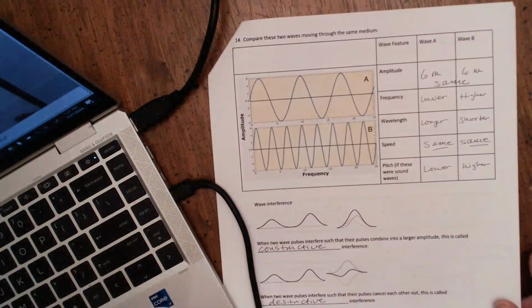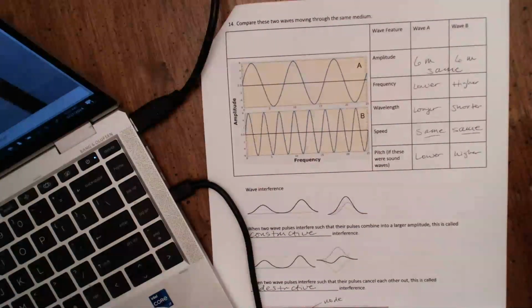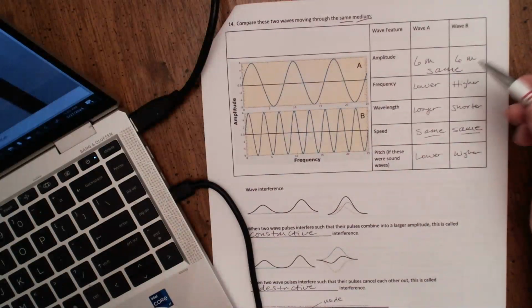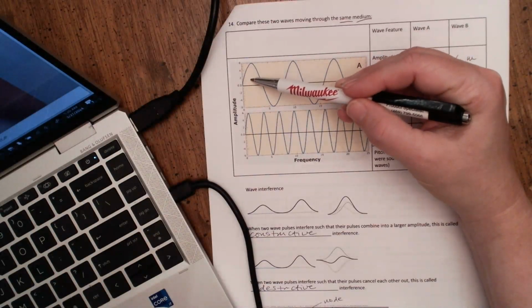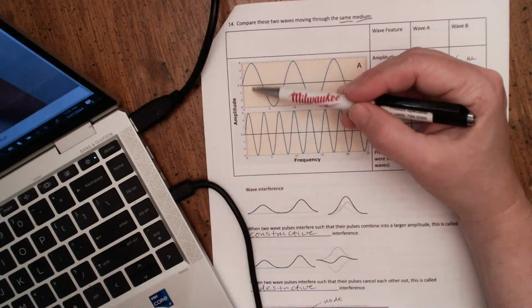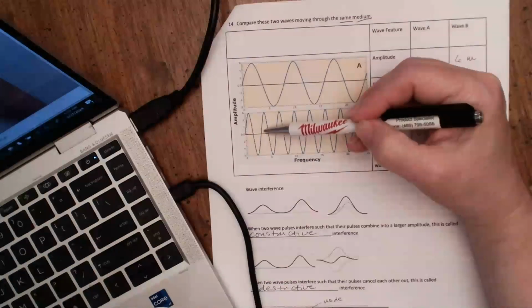Here are two waveforms that we're comparing. They're moving through the same medium. Okay, so the same material. All right, so amplitude, we just talked about that. We can look at this distance from here to here. That looks like 6 meters for the first wave and 6 meters also for the second wave.